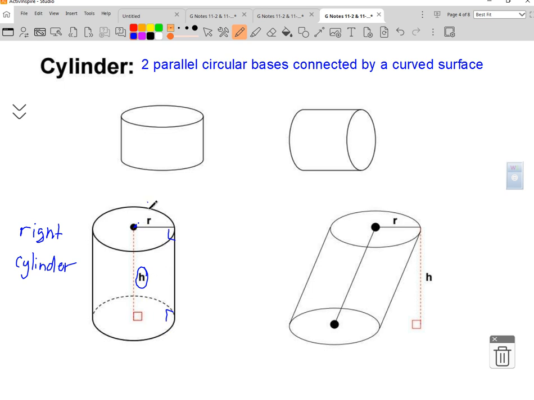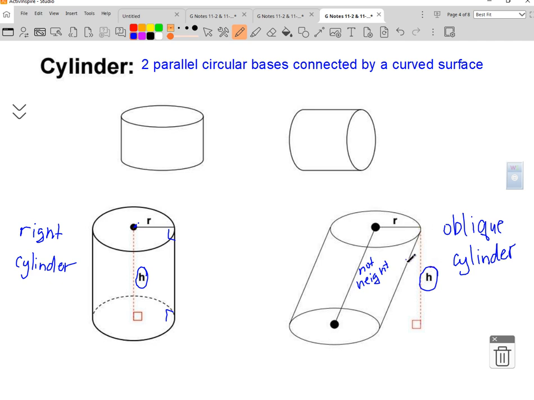The radius is the same on either base for all the cylinders we're working with. Alright, this one doesn't look like what I just explained. It looks like the Leaning Tower of Pisa. This is an oblique cylinder. So this is not the height. This is the height. It's the distance.